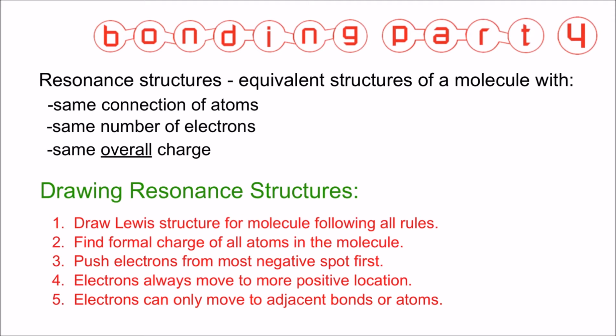Electrons always move away from negative and towards positive. And electrons can only move to adjacent bonds or atoms, so they have to be sitting right next to them. You can't go all the way across to the other side of the molecule. Okay? Let's try and do one for practice.